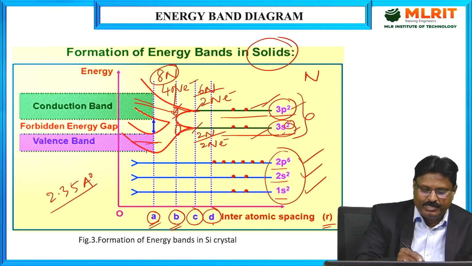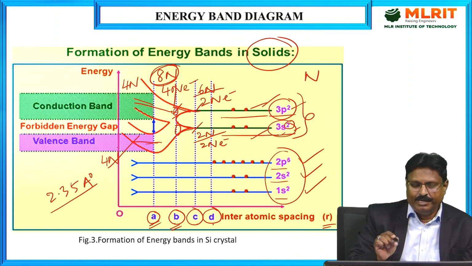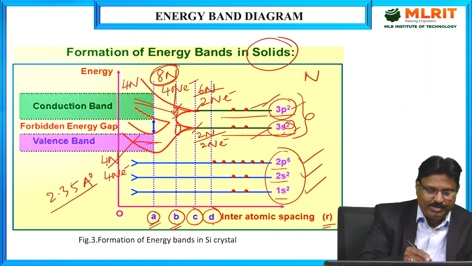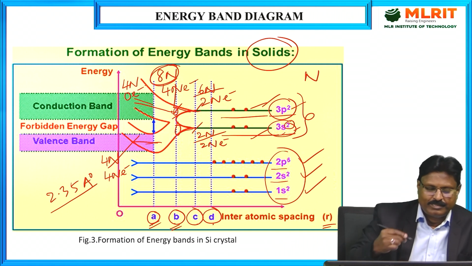Let us discuss the status here. Equal separation means the total allowed states are 8N, so here I am writing 4N allowed states, and similarly here 4N. But keep in mind the total number of electrons will be contained in this valence band, so here I am writing 4N electrons. And what about the status in the conduction band? Here it will be 0 electrons.